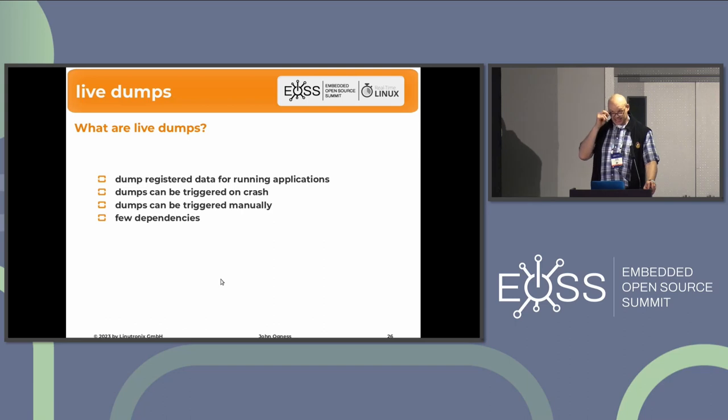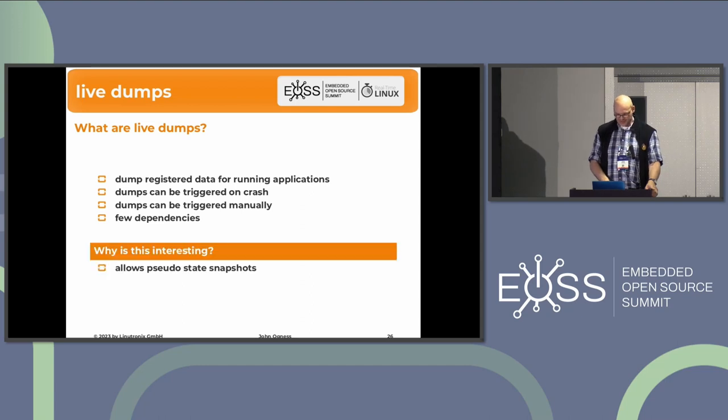So this is the snapshot idea. We don't just want to have the crashing application. We would like to know what some other applications' values are also set to. So this is an ability to get a pseudo snapshot of data from multiple applications when one of them crashes. And you can trigger it on crash or manually, which you should definitely do manually to test it. Do these things to see how it works.